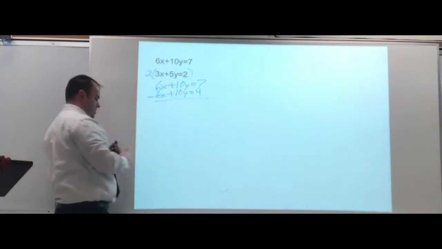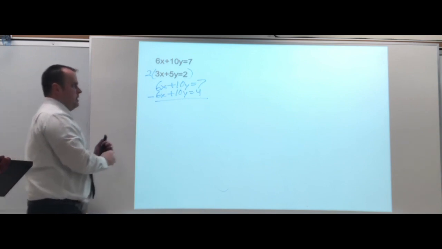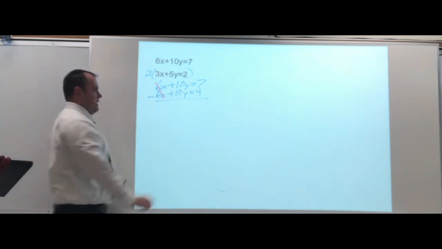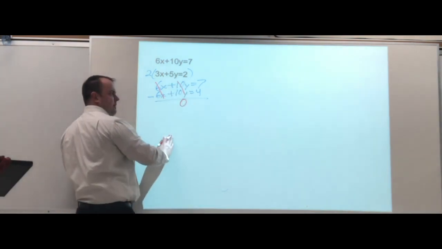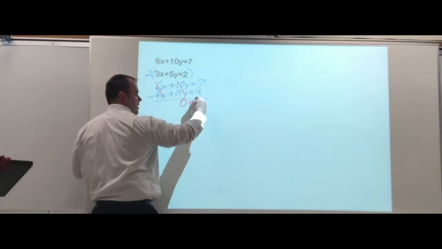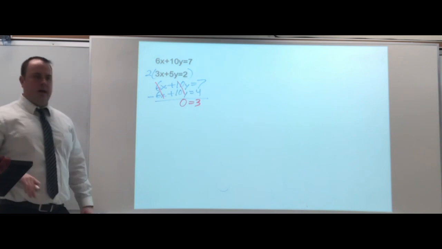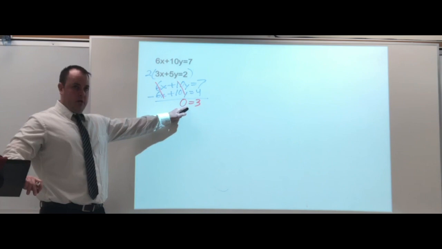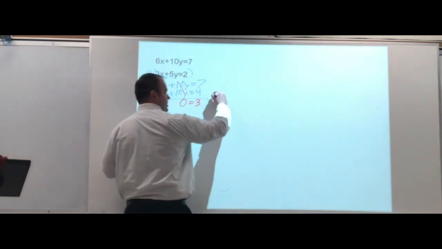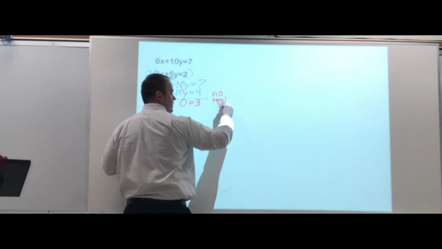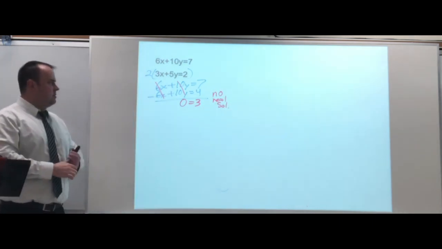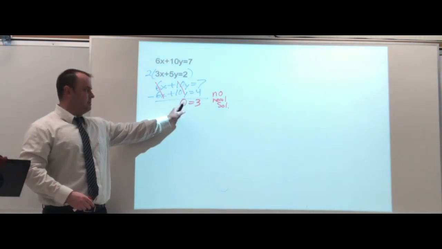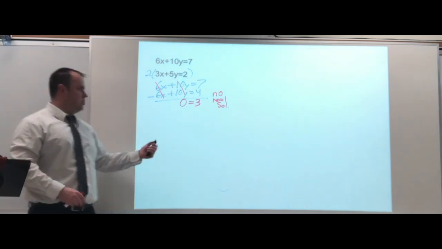6x and 6x. So when I subtract this, the x's cancel out. 10 minus 10, the y's also cancel out in this case. So I'm left with just 0 on the left-hand side. 7 minus 4 is 3. So here we have that 0 equals 3. All the variables cancel out. It's not a true statement, so we're going to have no real solutions. So again, if all the variables cancel out, you have to think, do I have a true statement or a false statement? False statement, 0 does not equal 3, no real solutions.